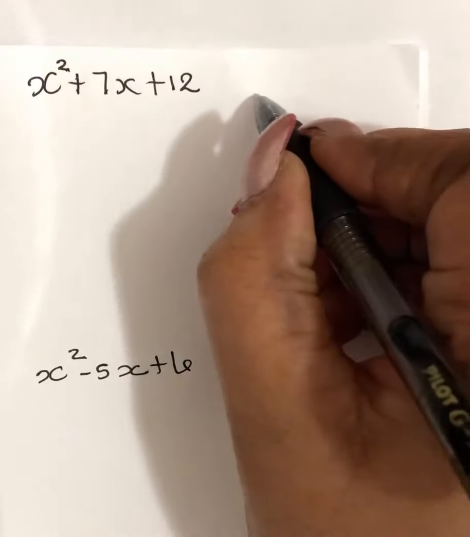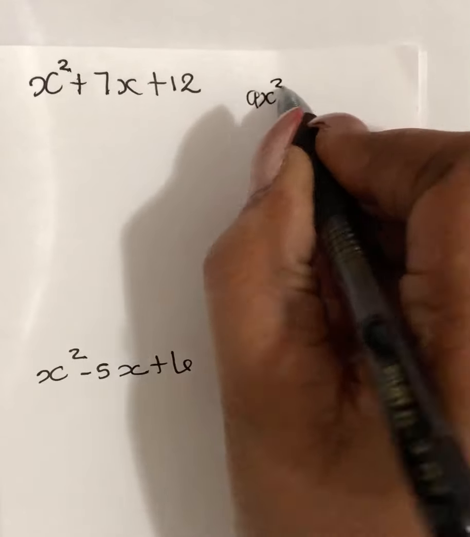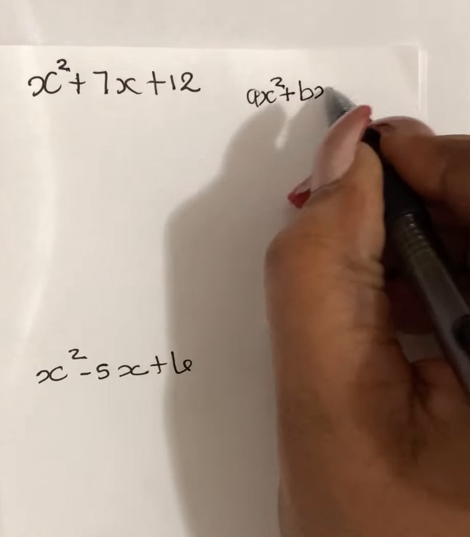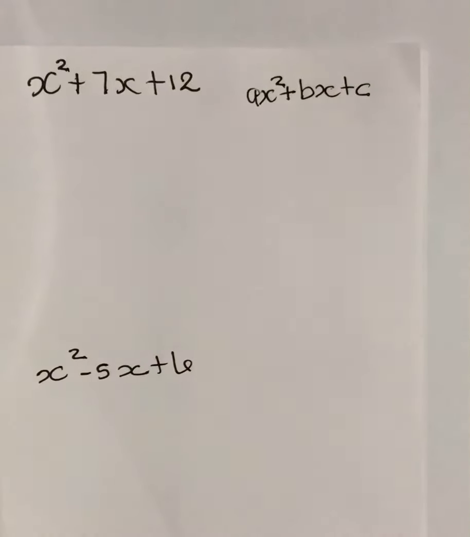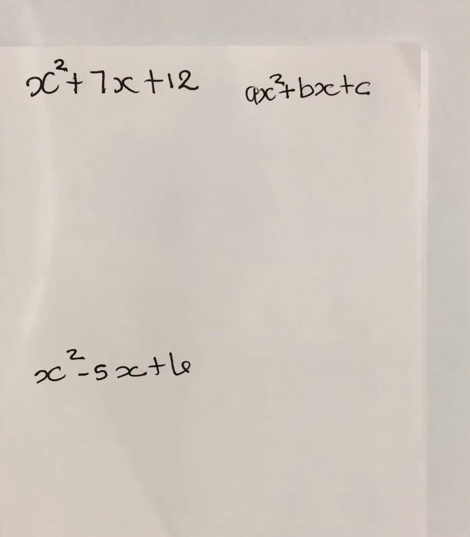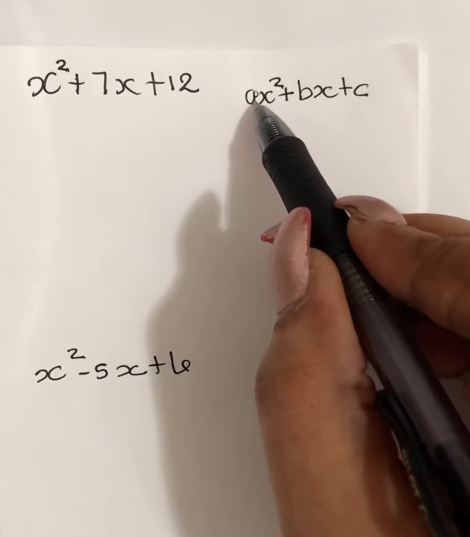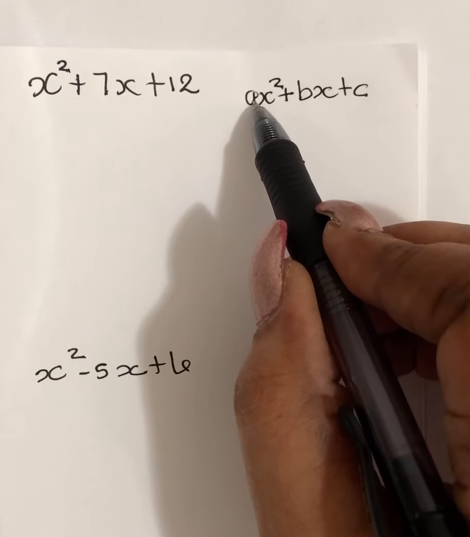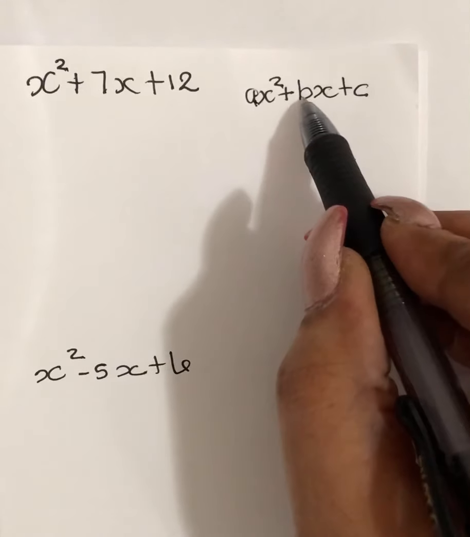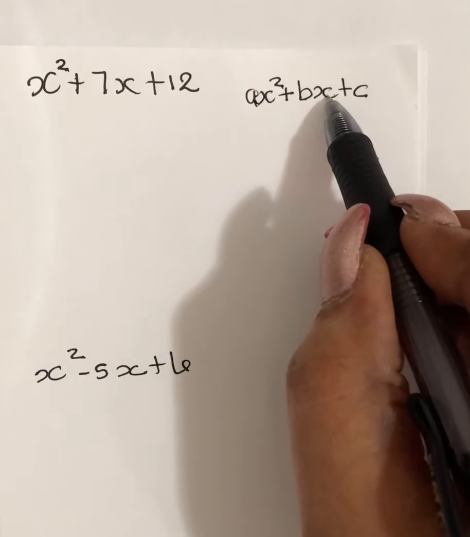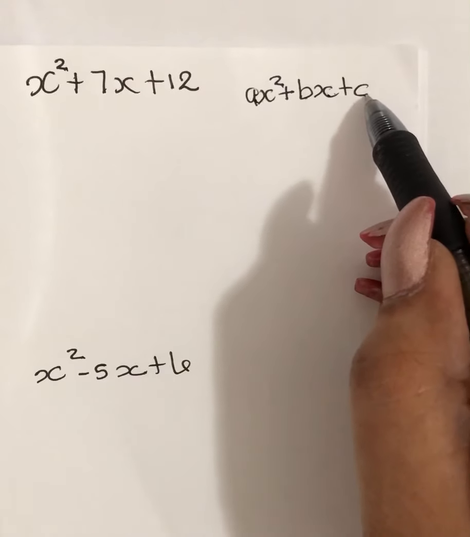Okay? And that is ax squared plus bx plus c, where a is not equal to 0, right? So a is actually the coefficient of x squared. Bx, this b is the coefficient of the x term. C is our constant term.